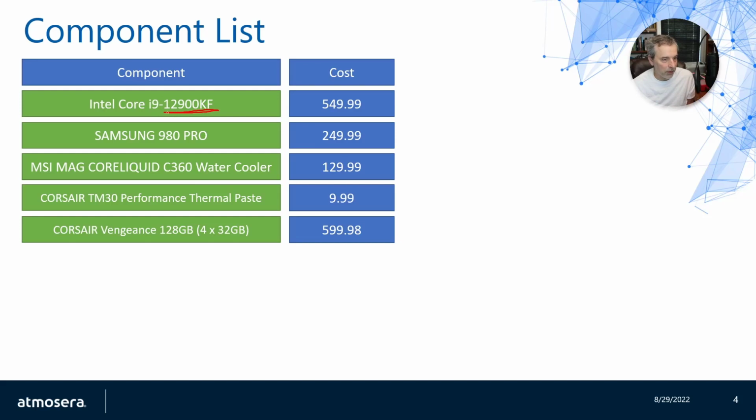Now the difference between the performance on this one and the K and the KS version really depends on the silicon lottery if you want to get that. But in any case, I've already talked about why I selected this with breadth of compute.